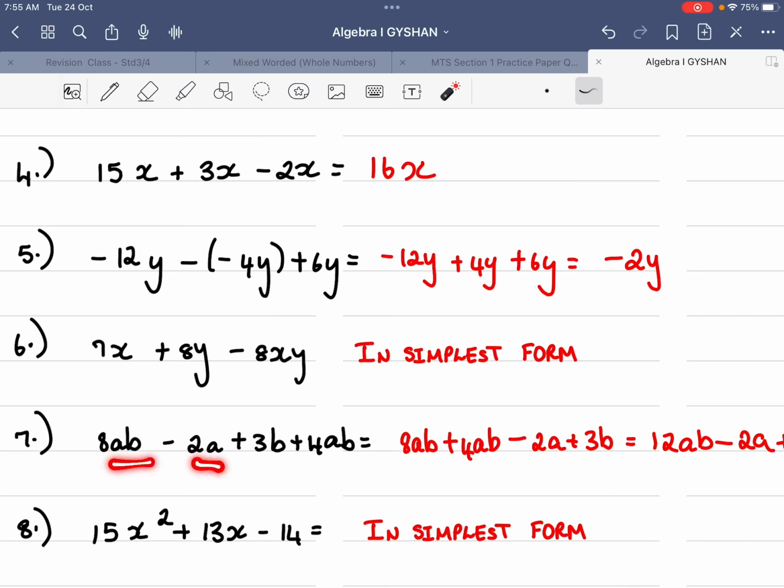AB is different from A, which is different to B. So these two are similar, AB and AB. So 8AB plus 4AB, that will be 12AB, and then we put back these two terms.